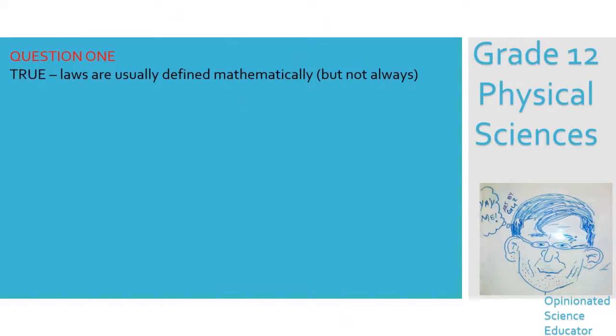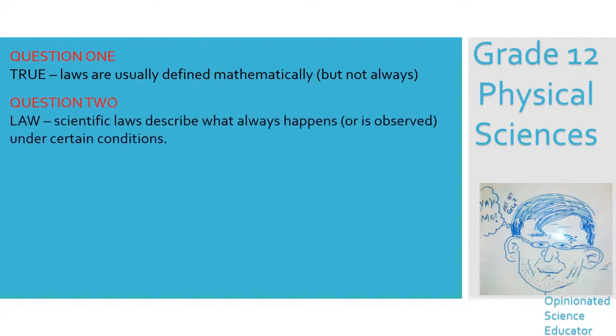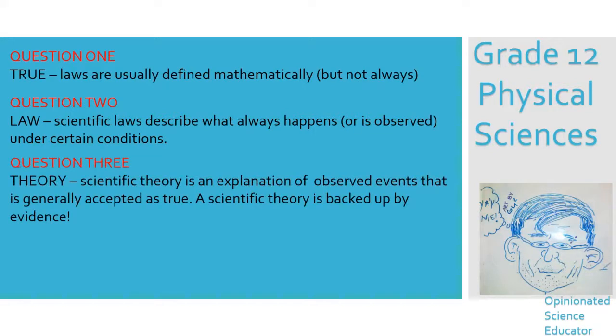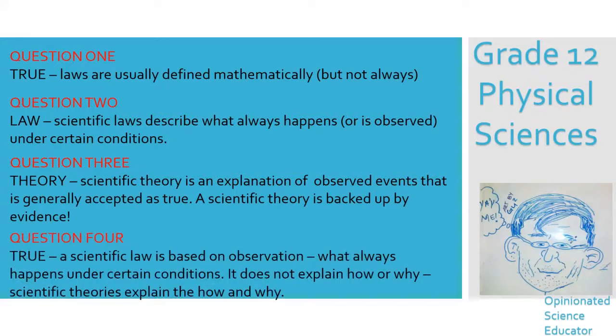Laws are usually defined mathematically, but not always. Some biological laws are not defined mathematically. Question 2, the answer is a scientific law. Scientific laws describe what always happens or is observed under certain conditions. A theory, for question 3, is an explanation of observed events that is generally accepted as true. A scientific theory is backed up by evidence. And question 4 is true. Scientific law is based on observations, what happens under certain conditions. It does not explain how or why.